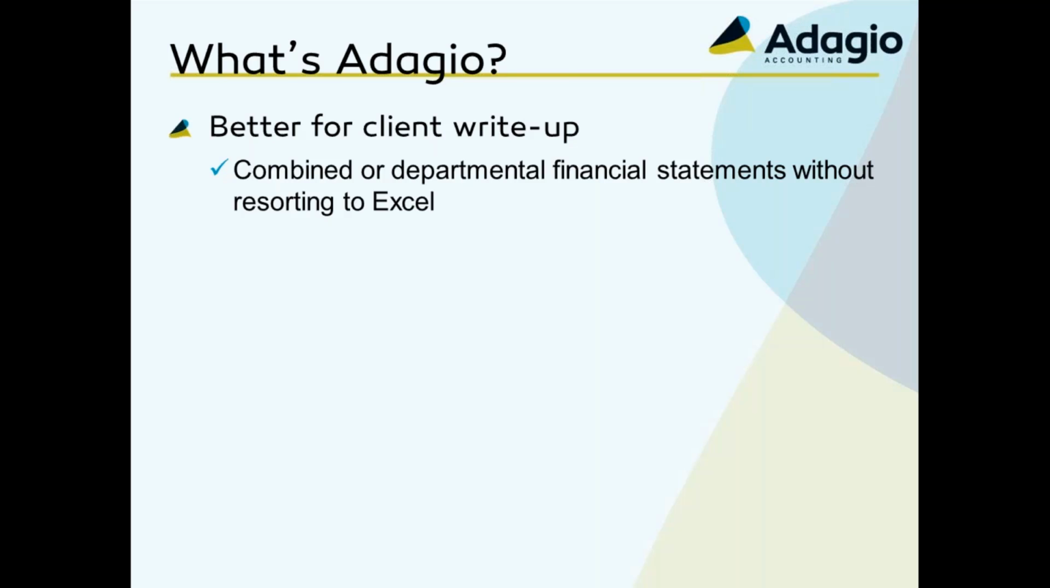So if you're doing client write-up, one of the things that Adagio lets you do is, first of all, you can post to any account in the GL, even the tax accounts and the GST payable accounts. Any account in the GL is available to be posted to. And you can get combined or departmental financial statements without having to go to Excel. We're going to spend the whole second session in February talking about the financial reporter, but I'll drop in there a little bit today.